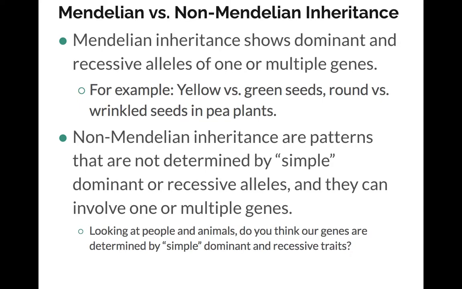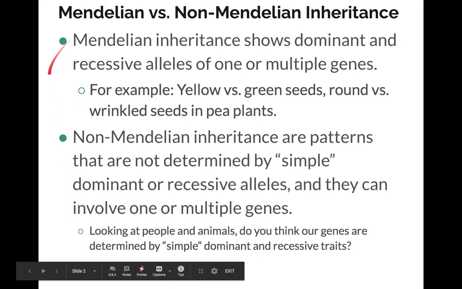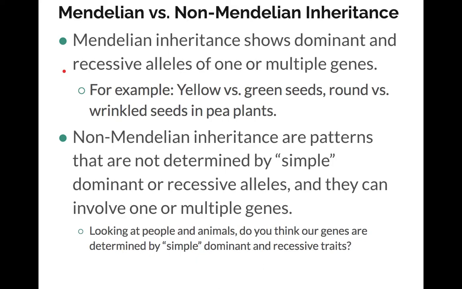of one or multiple genes. For example, yellow versus green seeds, round versus wrinkled seeds in pea plants. Really, whenever you see Mendelian inheritance, we're kind of thinking like simple, dominant, recessive type genes, okay?